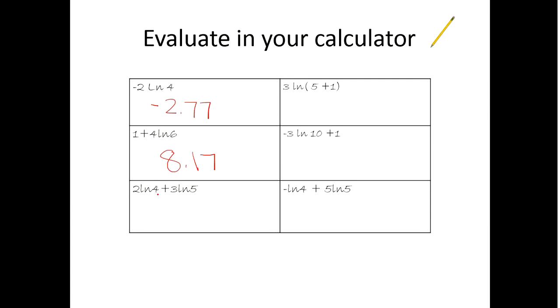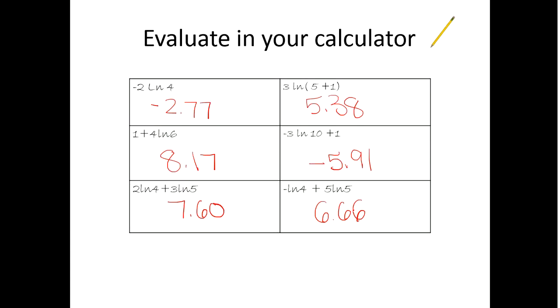2 times ln of 4 plus 3 ln of 5, that is 7.60. This is 5.38. 3 times ln of technically 6, because it's 5 plus 1, right? Negative 3 ln of 10 plus 1 is negative 5.91. And this is 6.66. Negative ln of 4 plus 5 ln of 5.